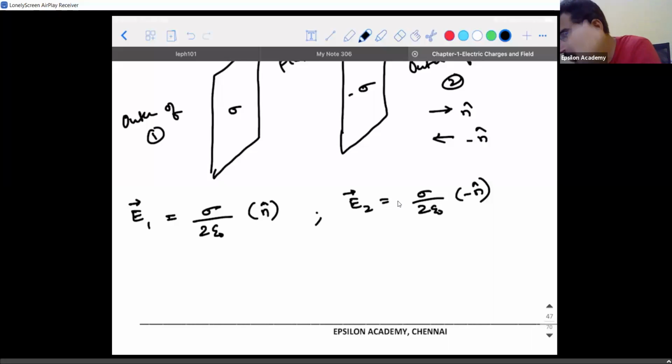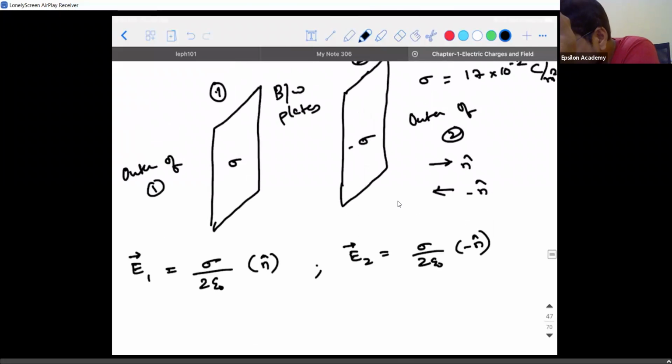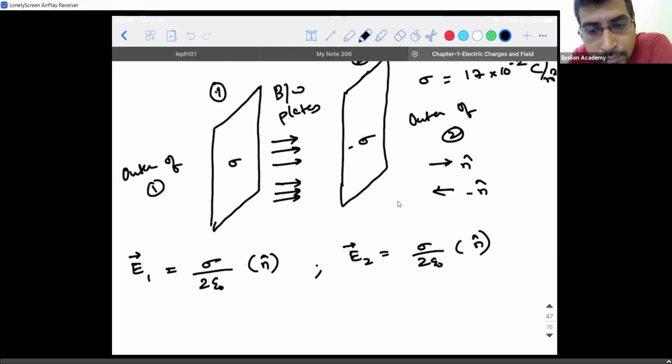It will be 0 because, listen, the electric field due to the first plate is in this direction. The electric field due to the second plate is in this direction. Okay, I made a mistake. It is n cap. Why? Because if I take the left side as the positive plate, the electric field is away from it. The right side is the negative plate, so due to the negative plate, the electric field is towards it. So both the electric fields are in the same direction.